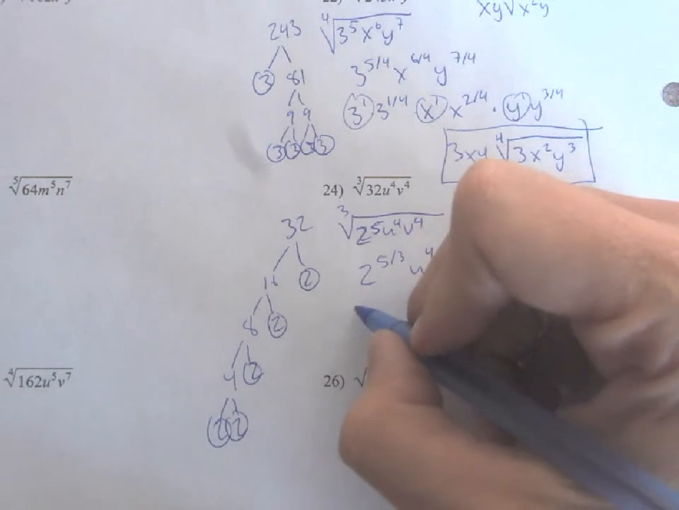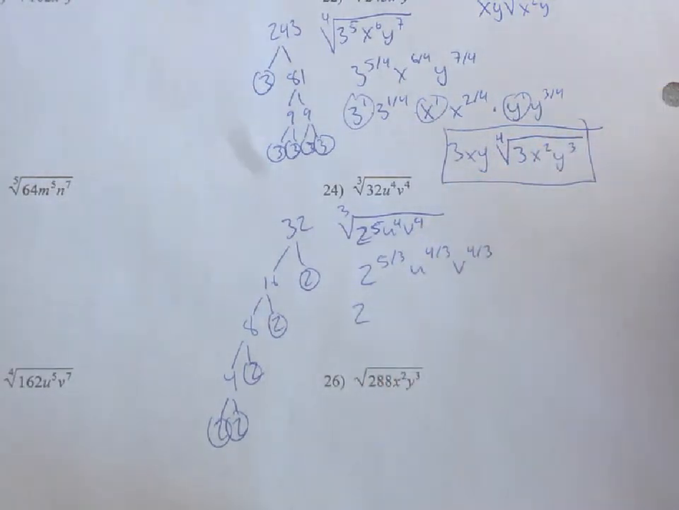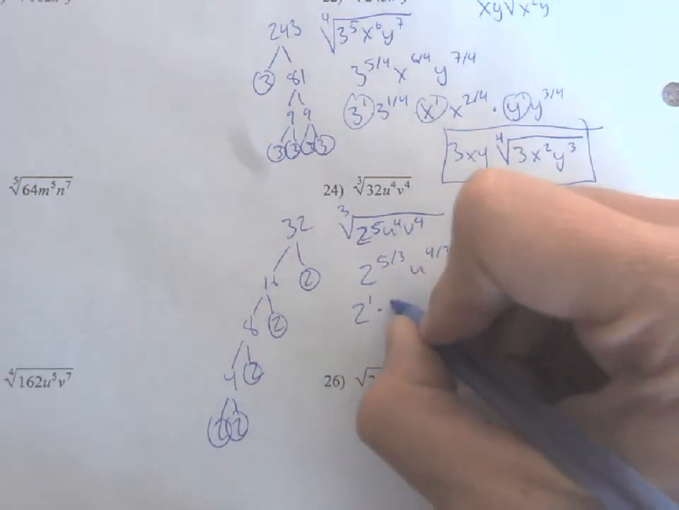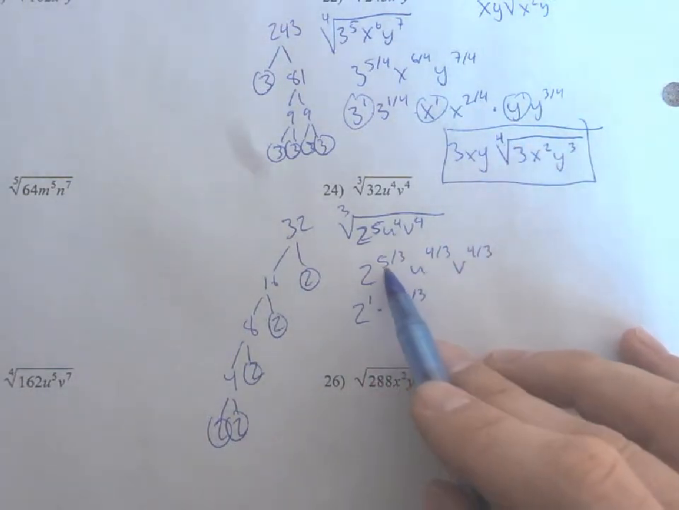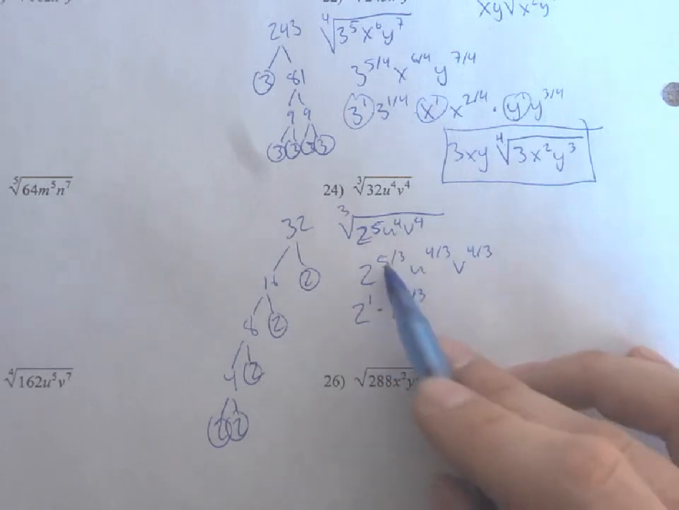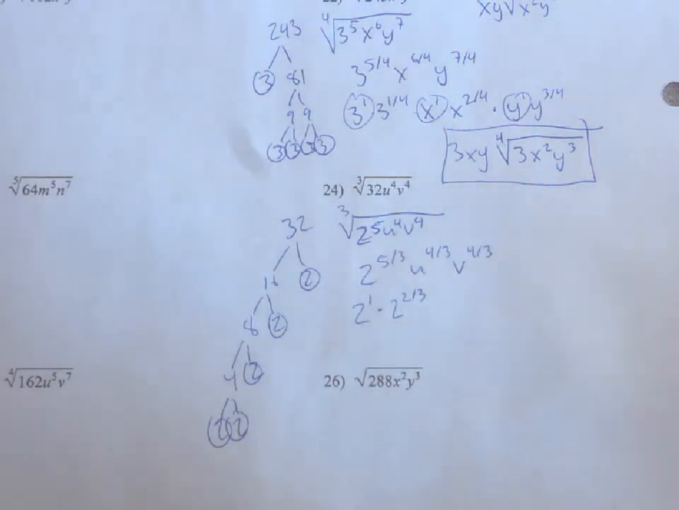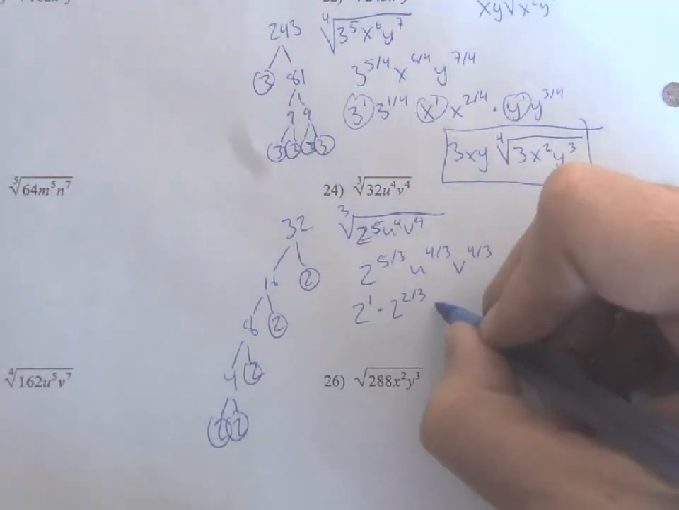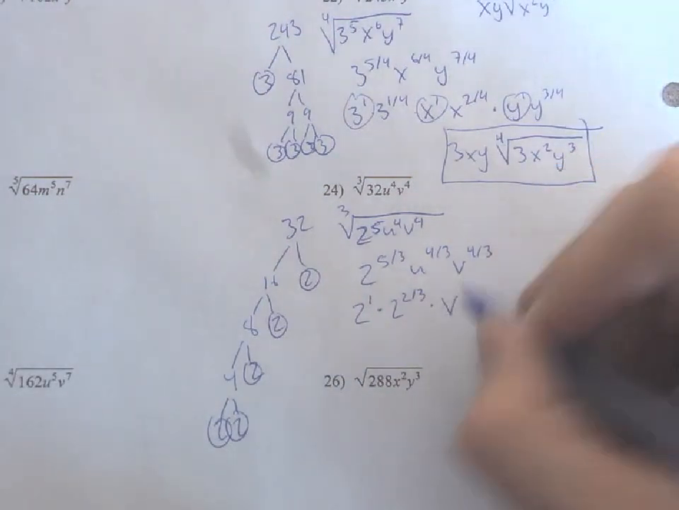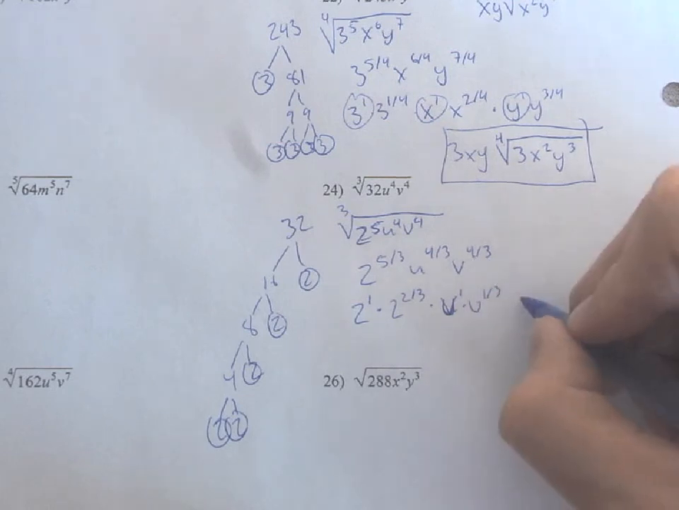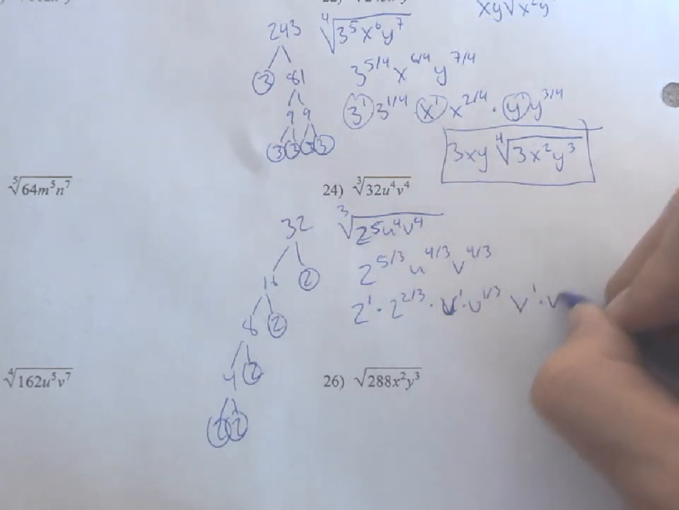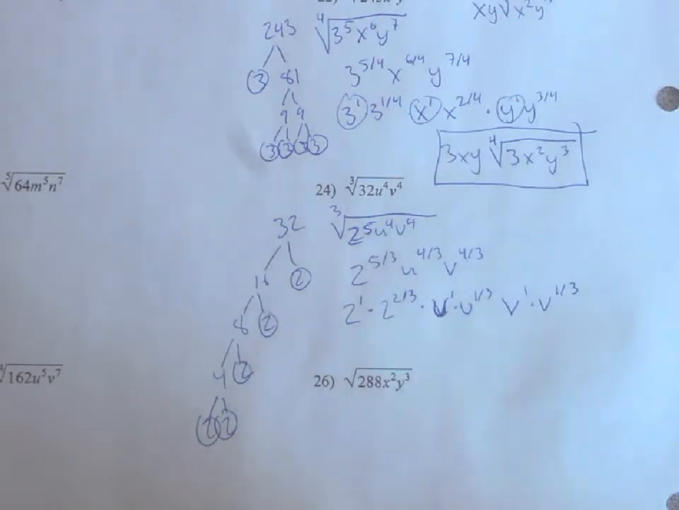Okay, let's change them into mixed numbers. So 5/3 is 1 and 2/3. So I have 2 to the 1, and I have the leftovers, which is 2/3. So there's a whole number here, because 3 goes into 5 one time, but there's 2 left over. So we have that fraction as well. 4/3 is 1 and 1/3 as a mixed number. So I have u to the 1, and then I have u to the 1/3. Same with v. 4/3 is 1 and 1/3. So I have v to the 1, and I have v to the 1/3 power. So just separating out the whole number parts from the extra.